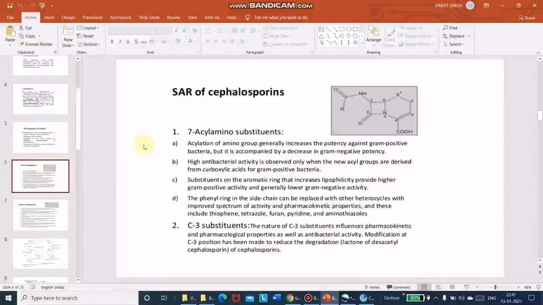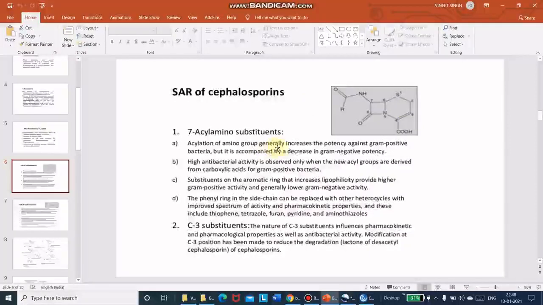The structure is SAR, structure activity relationship of cephalosporins. So as we see the structure of cephalosporin, the numbering of cephalosporin according to CS starts from here. So position 1 will go to the sulfur compound, and then 2, 3, 4, and position number 5 is given to nitrogen compound. And this numbering, this nomenclature, is according to CS.